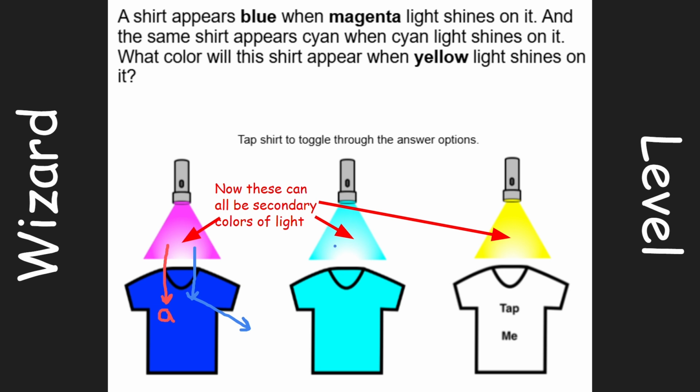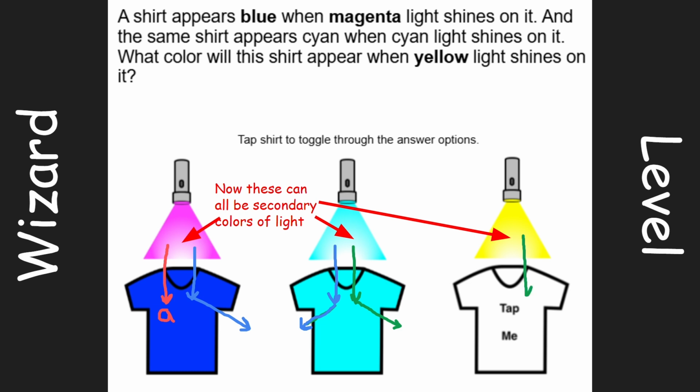The cyan light here in the middle will have blue light heading towards the shirt, and it will have green light heading towards the shirt because cyan is blue and green. Since the shirt looks cyan, that means that both of these colors are going to be reflected. So this shirt must not absorb blue, it must reflect it, and it must also not absorb green, but reflect it. Finally, we have yellow light incident on our mystery shirt.